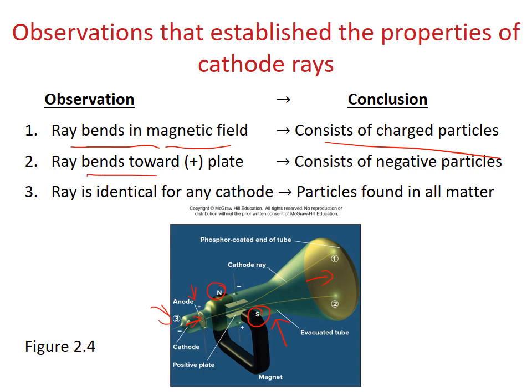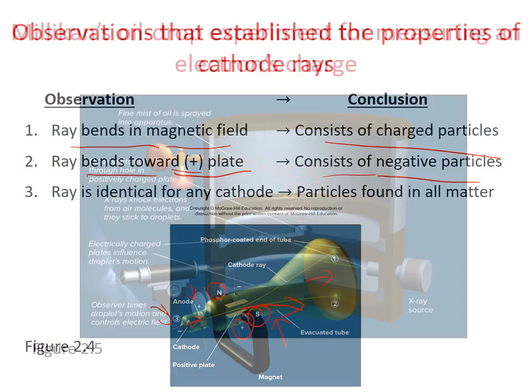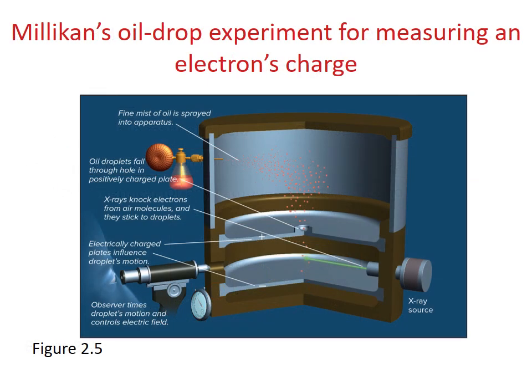The ray bends towards the positively charged plate. So here is a positively charged plate, and it bends like this. That indicates that the ray consists of negative particles. The ray is identical for any cathode, so these are particles found in all metal. In 1897, the British physicist J. J. Thomson measured the ratio of the mass of the cathode ray particle, or electron, to its charge.